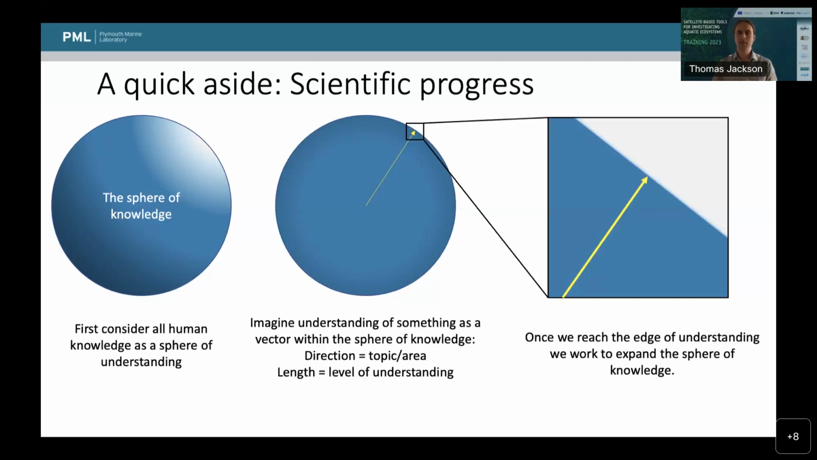And once you get to the edge of that level of human understanding, you work and you push and you investigate, and hopefully you push it out a bit further. And if everybody does this across all of the fields of science and investigation, then the whole sphere grows, increment by increment, piece by piece. But this is not always a linear path. In fact, it's very rarely a linear path.